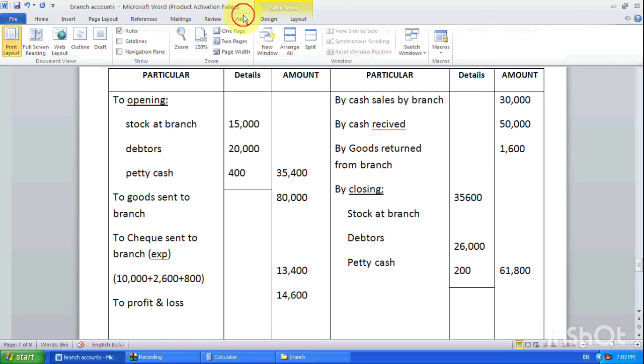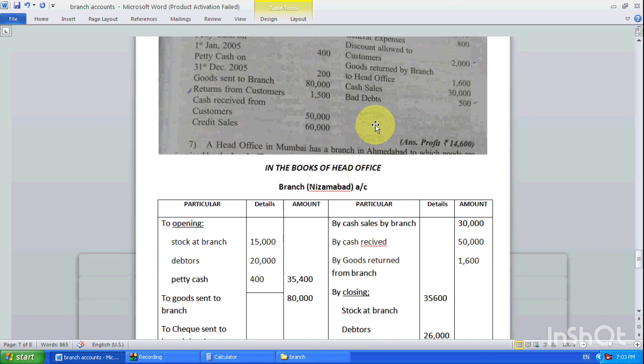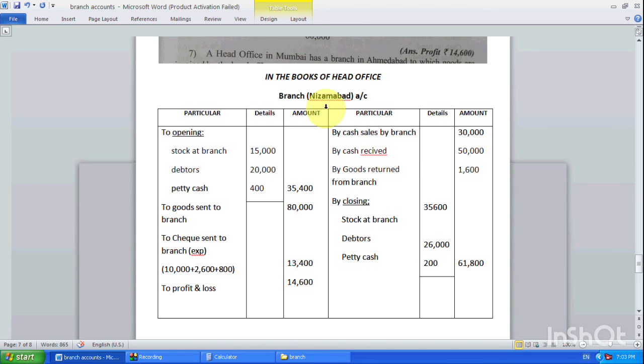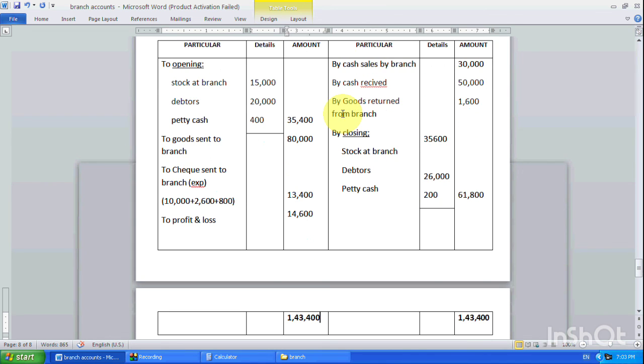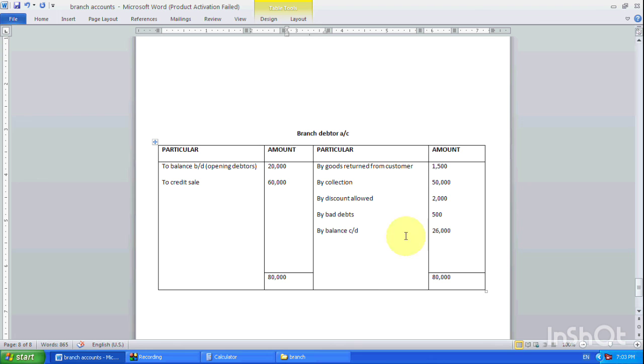Remember, always the branch debtors account, petty cash account and stock account are prepared if there is no closing balance mentioned in the question. So this is the branch account, here the branch debtor account. Remember, always the balance carried down will be transferred to the branch account.